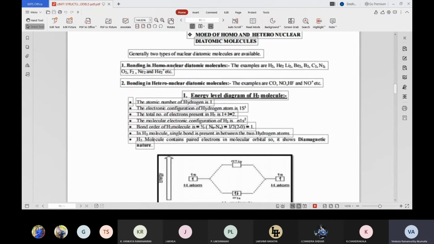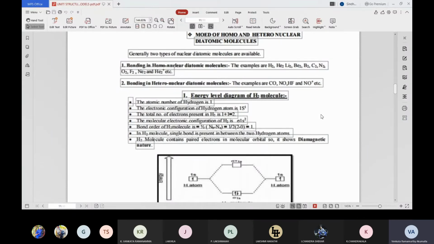And the second one is bonding in heteronuclear diatomic molecules. For example, carbon monoxide, CO, nitrogen oxide, HF, which means hydrogen fluoride, and the nitrogen oxide ion. Different atoms combining to form a molecule is called bonding in heteronuclear diatomic molecules.